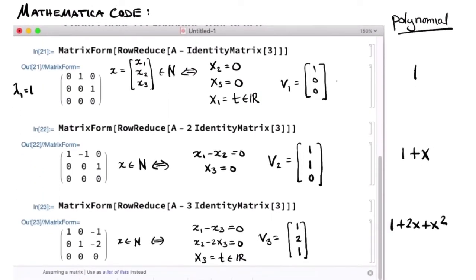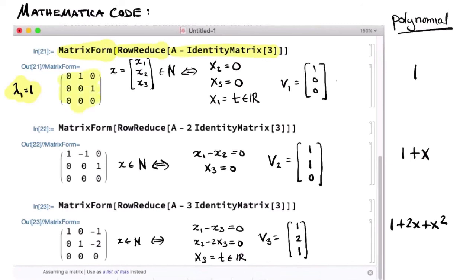Okay, so I'm just going to do this one eigenvalue at a time. If I take lambda equal to 1, then let me show you the code I'm using here. A minus 1 times the 3x3 identity matrix is the matrix I need to find the null space of. RowReduce is the Mathematica command for putting it in reduced row echelon form, and MatrixForm displays a matrix the way we look at it on paper. So that's the matrix form of the row reduced form of A minus 1 times the 3x3 identity matrix.